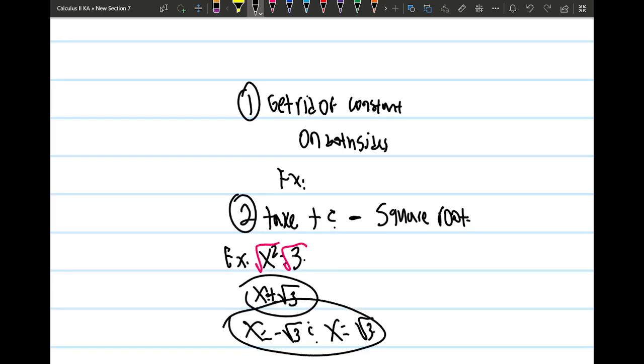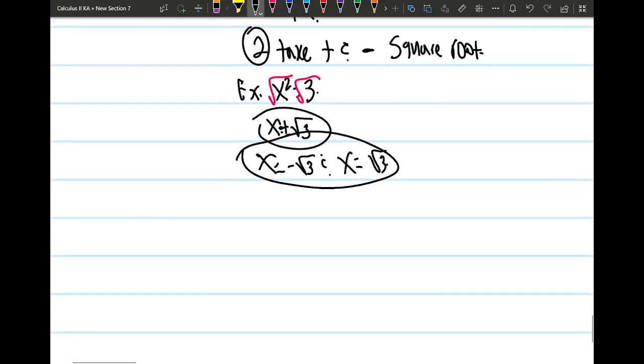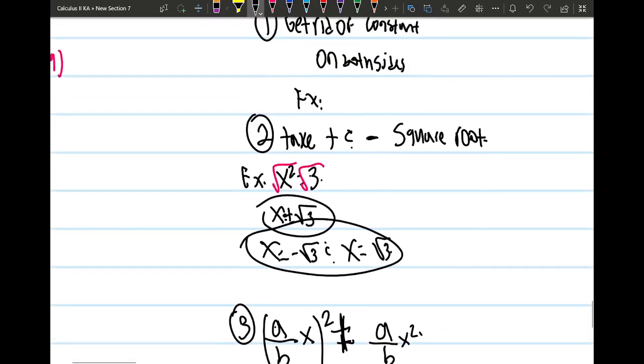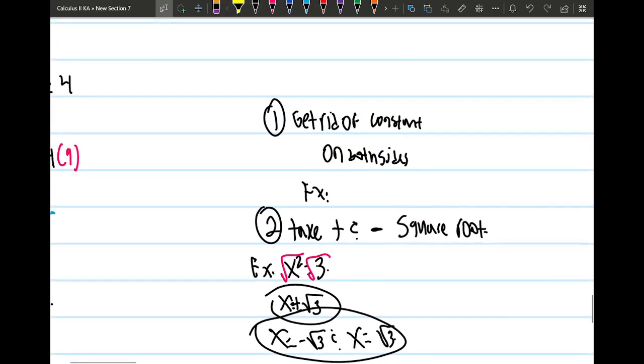So those are just the two things. And also the last thing is basically the idea that (a over b) x squared is not equal to (a over b x) squared. So these are the 3 things that are the takeaway of this video.